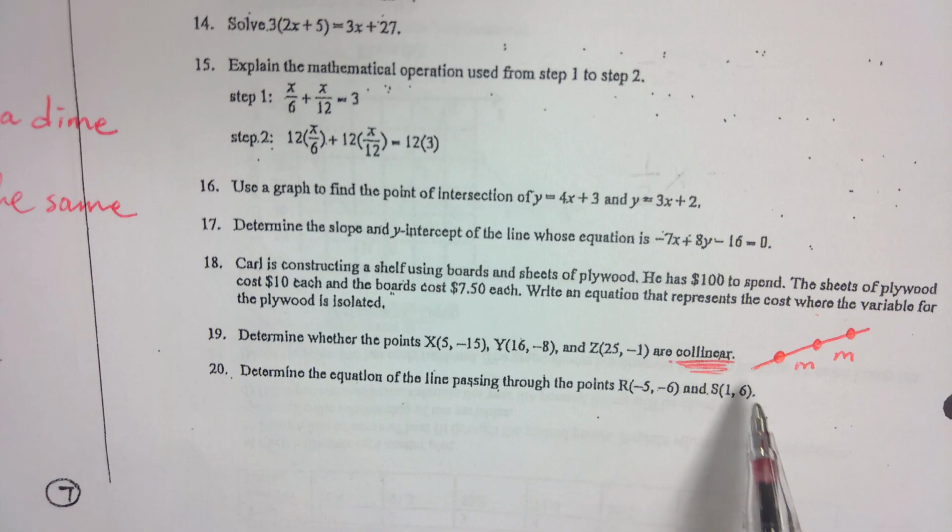Okay. And then lastly, remember I said you do have to know this. Okay, so given 2 points, find the equation of the line. So slope formula, find y-intercept, and then the equation.